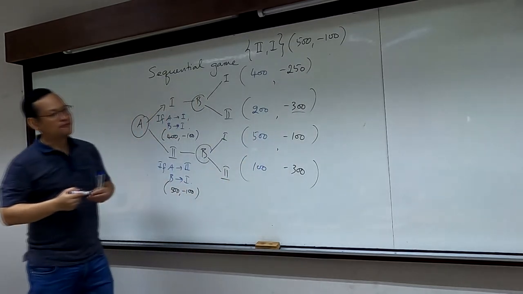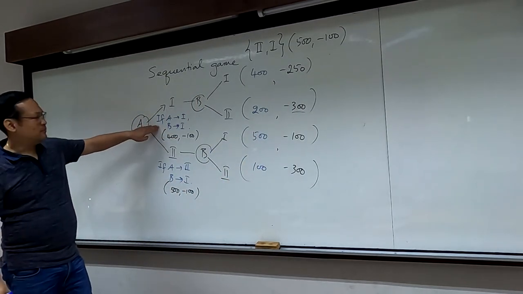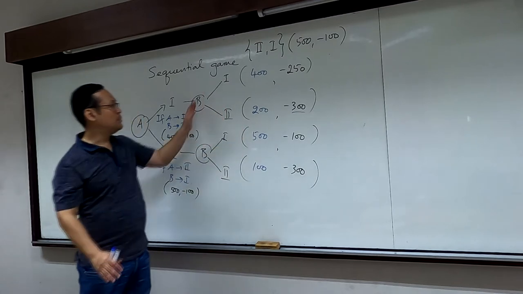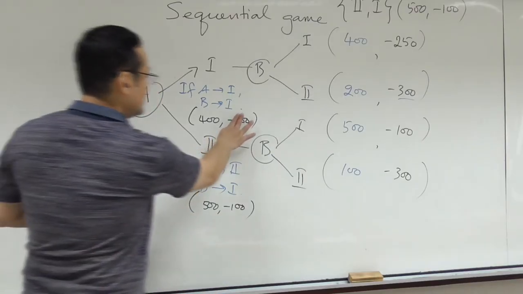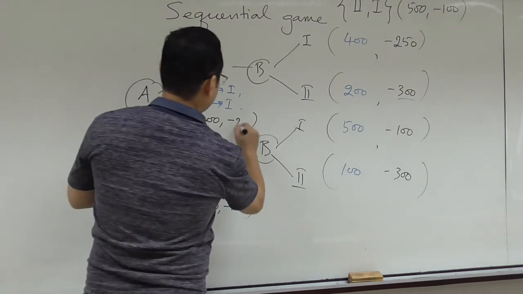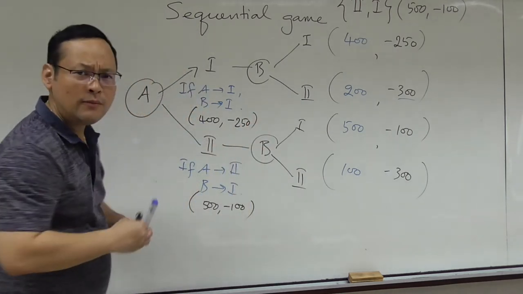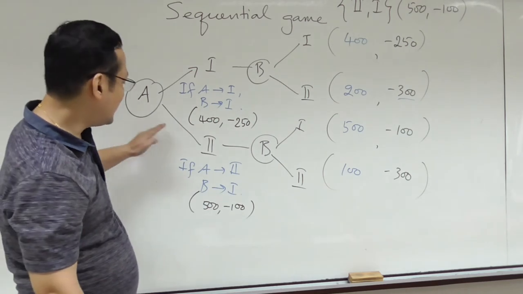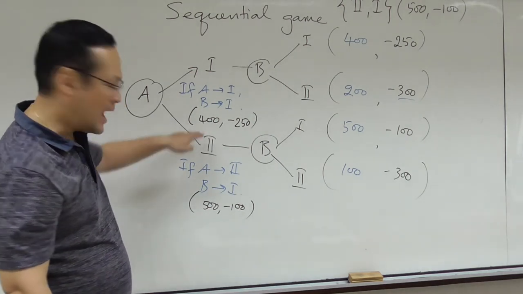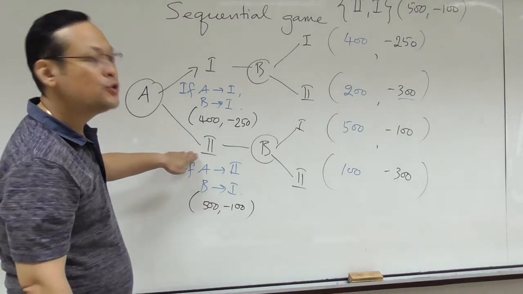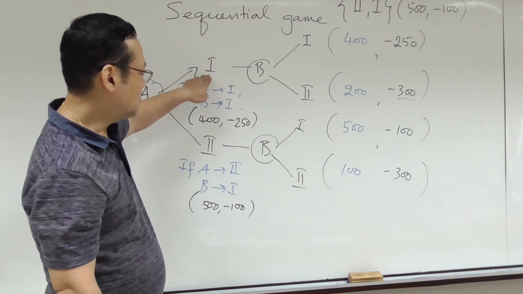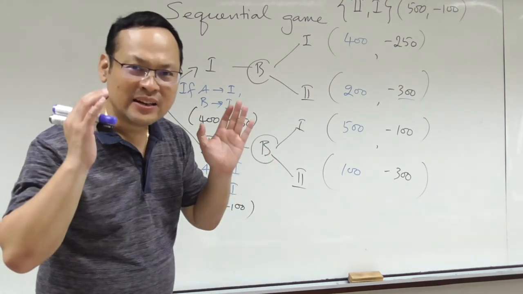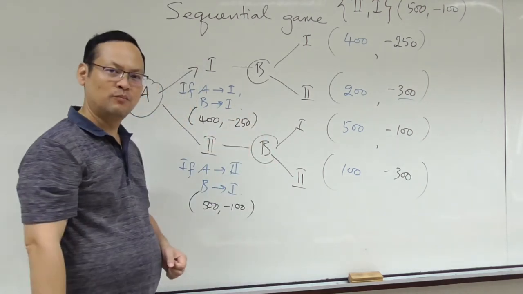250, for example, 250. The reaction function is the same, because B considers that minus 250 is better than minus 300, then B will choose 1, no matter. But here, you see that this is 250, this is 130. What will be the equilibrium? If A is rational enough, then A will choose 500 over 400, and A will choose strategy number 2, not 1. But look, if A hates B a lot and wants B to be hurt more, what would happen?